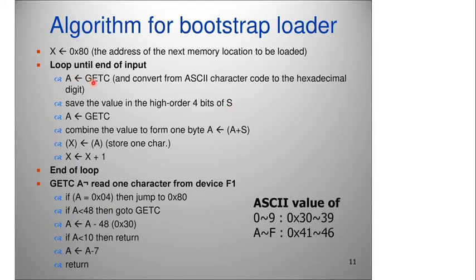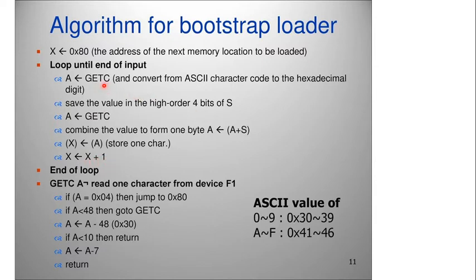So as soon as you read any character from the F1 device, that will be loaded to the A, and that you are pushing to the S. Then again you try to read the next character, and you combine both. That combined data will be stored to the main memory wherever it is pointed by X, and again you will usually increment the value of X to point to the next location.